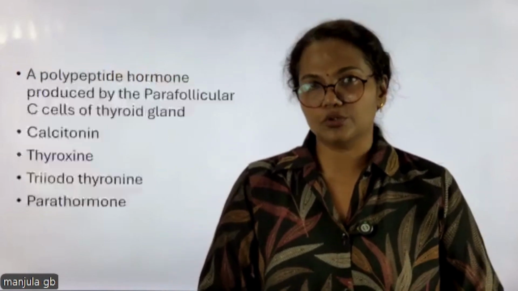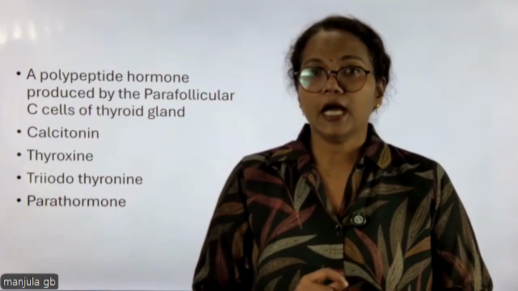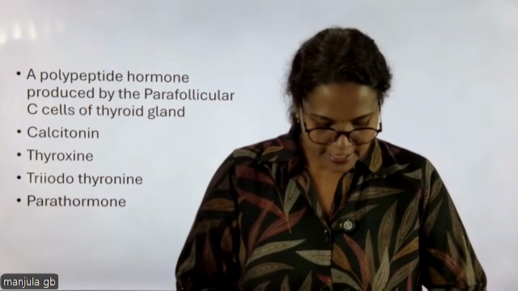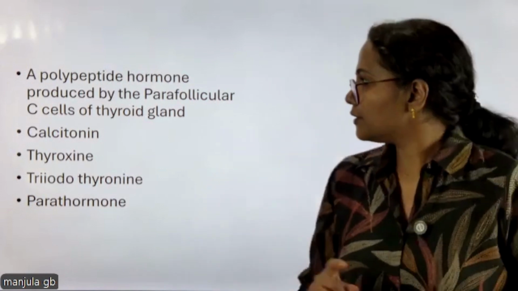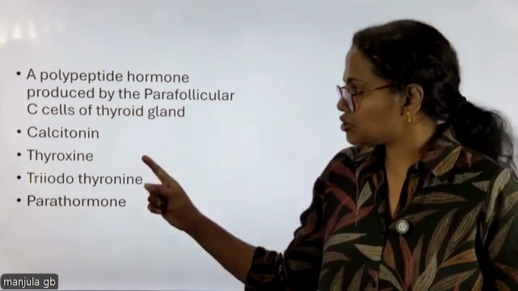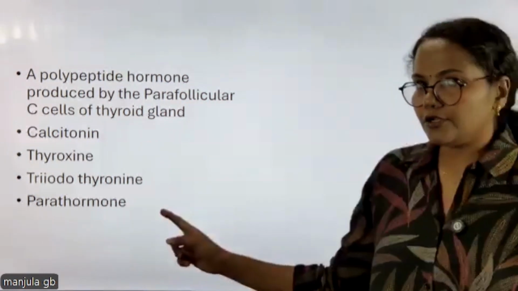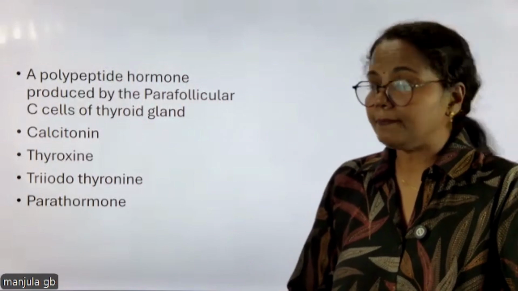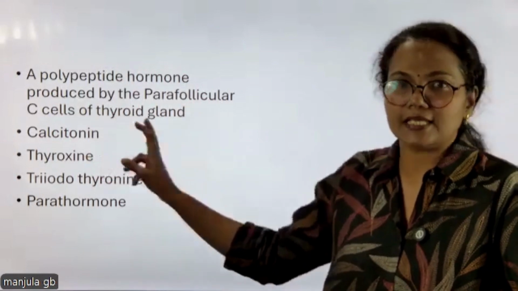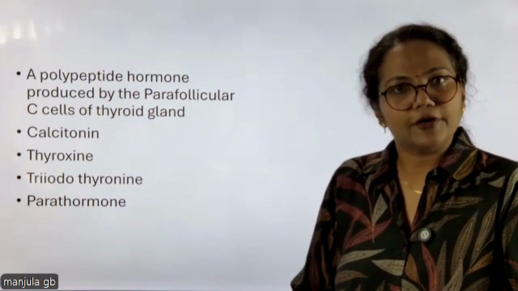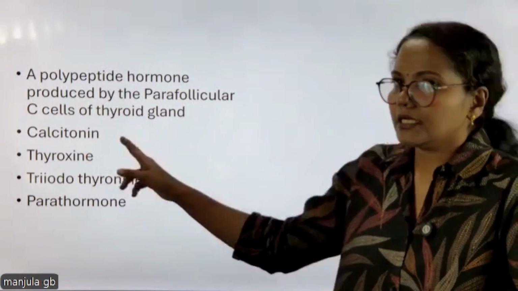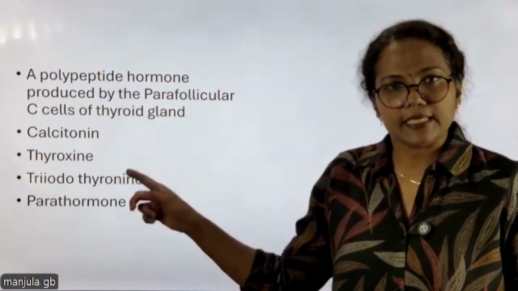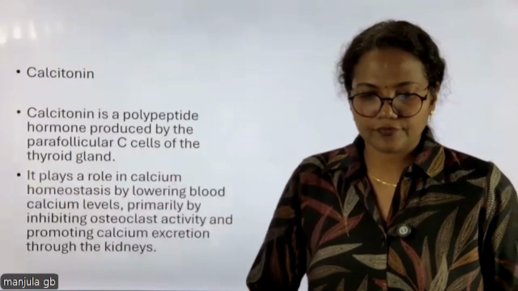Next question, a polypeptide hormone produced by the parafollicular C cells of the thyroid gland, which is that: calcitonin, thyroxine, triiodothyronine and parathormone. So it is a polypeptide hormone produced by the C cells of the thyroid. It is easy to remember. Calcitonin. We have already discussed in our theory classes also. CC, calcitonin, is the answer.